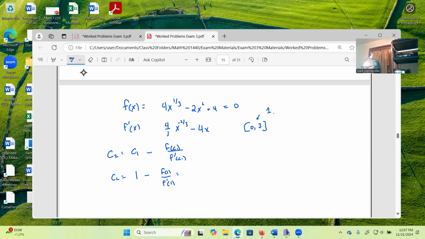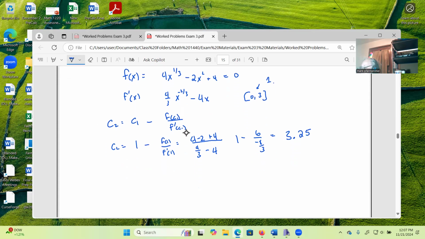So we have that. If we type in the 1, we have 4 minus 2 plus 4 divided by, 1 raised to the 2/3 is just going to be 1, so I got 4/3 minus 4. So this is going to be 1 minus 6 divided by negative 8/3 here. So we go ahead and do this arithmetic. It comes out to be 3.25. Now this is the next value that we're going to be dealing with. This is my C2.